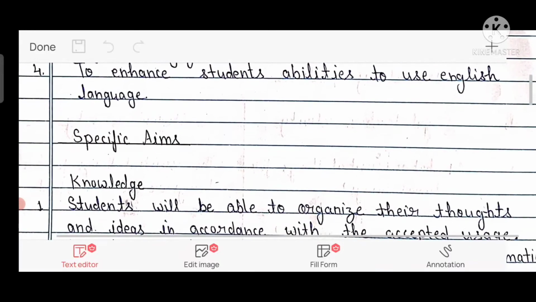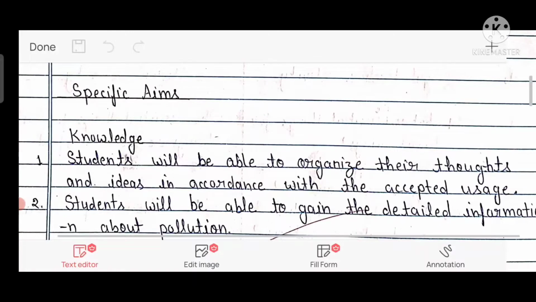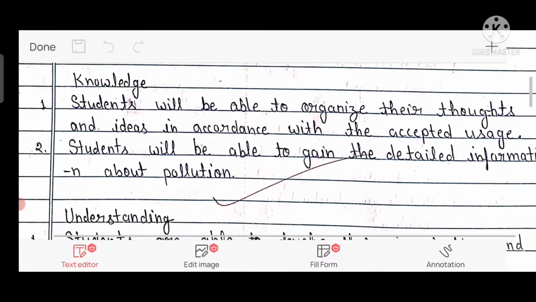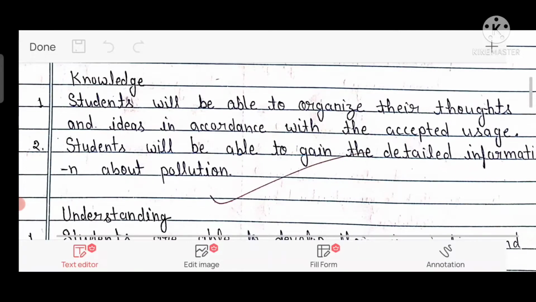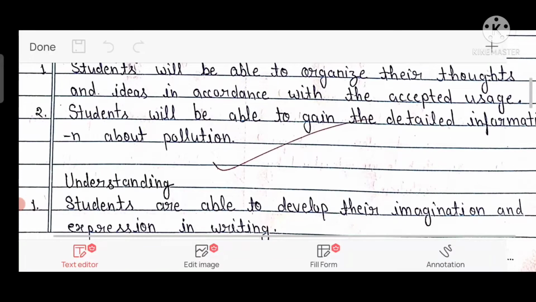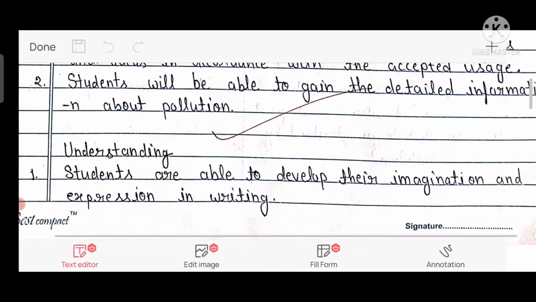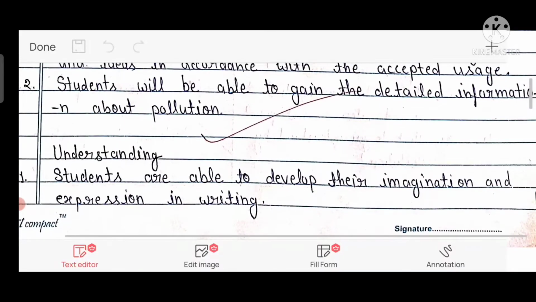After that, we'll write specific aims. Specific aims are classified in three categories: knowledge, understanding, and application. We'll write 2 points in knowledge, 2 points in understanding, and 2 points in application. So let's see here. In knowledge, first point is students will be able to organize their thoughts and ideas in accordance with the accepted uses. Second, students will be able to gain detailed information about pollution.